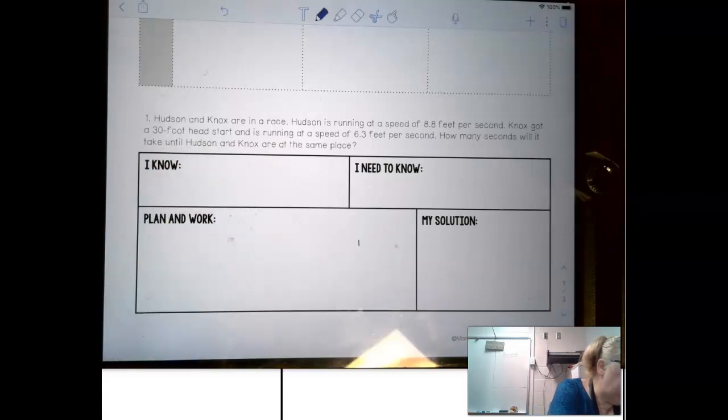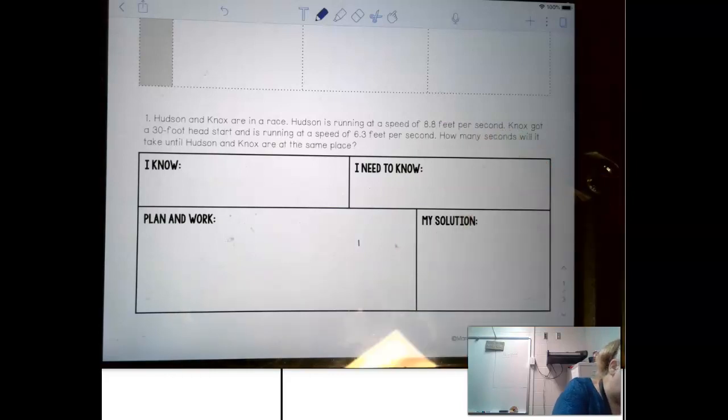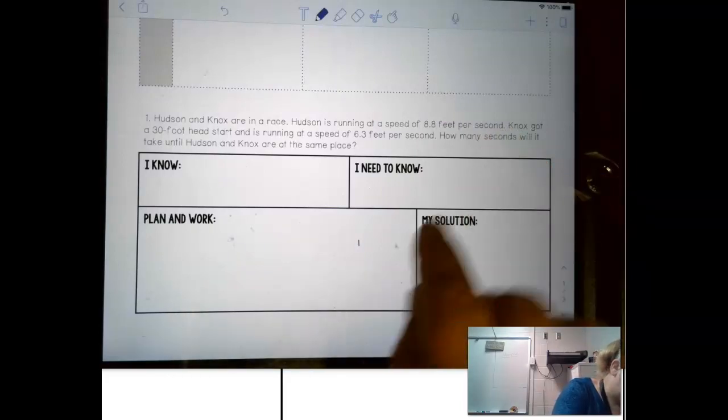Hudson is running at a speed of 8.8 feet per second. Knox got a 30-foot head start and is running at a speed of 6.3 feet per second. How many seconds will it take until Hudson and Knox are at the same place? Okay, so Hudson, 8.8 feet per second. So when it says per second, I know I'm multiplying something and I'm going to need a variable.